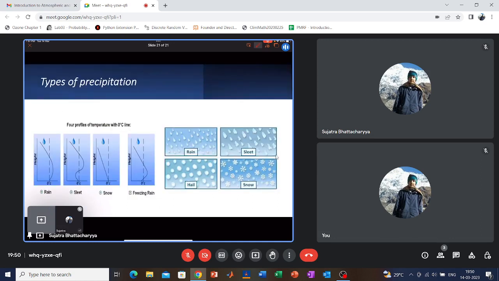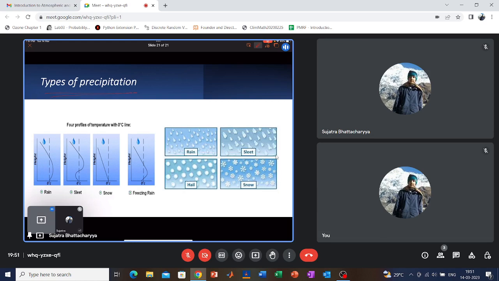Right? And I will discuss this particular thing in detail, the types of precipitation. So this detailed expression I will show, but here the types of precipitation is shown, and if you can see, these are rain, sleet, hail and snow. These are the four types of very basic precipitation types, and these four profiles are already shown for each of its formation.